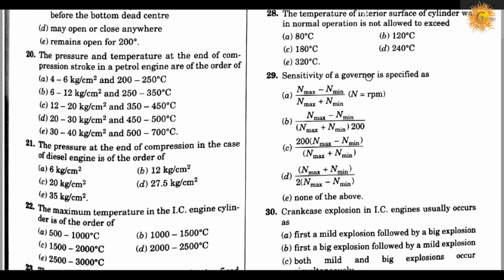Question number 29. Sensitivity of a governor is specified as: option A (N max minus N min) divided by (N max plus N min), where N is equal to RPM. Option B (N max minus N min) divided by (N max plus N min) into 200. Option C 200 into (N max minus N min) divided by (N max plus N min). Option D (N max plus N min) divided by 2 into (N max minus N min). Option E none of the above. So the correct answer is E, none of the above.